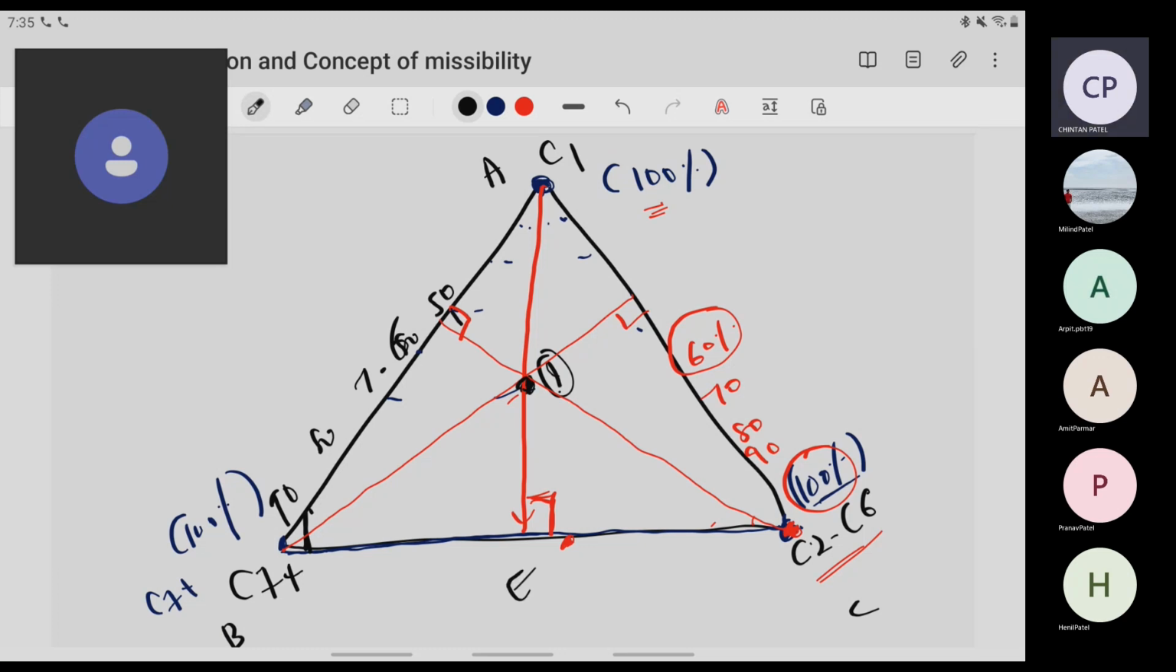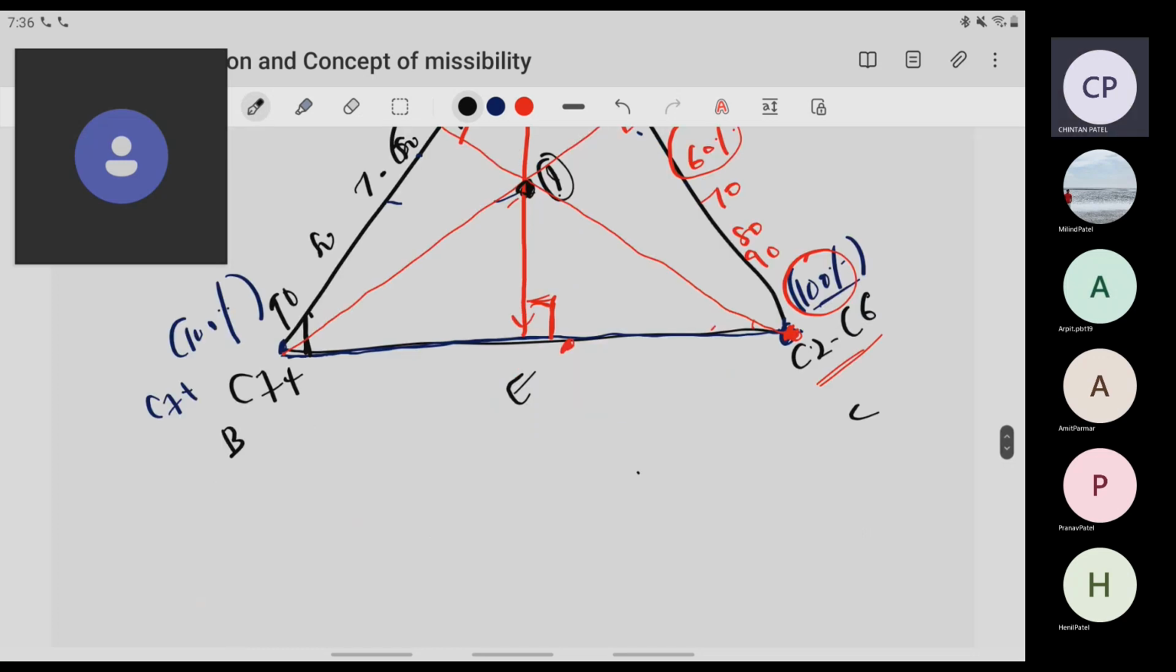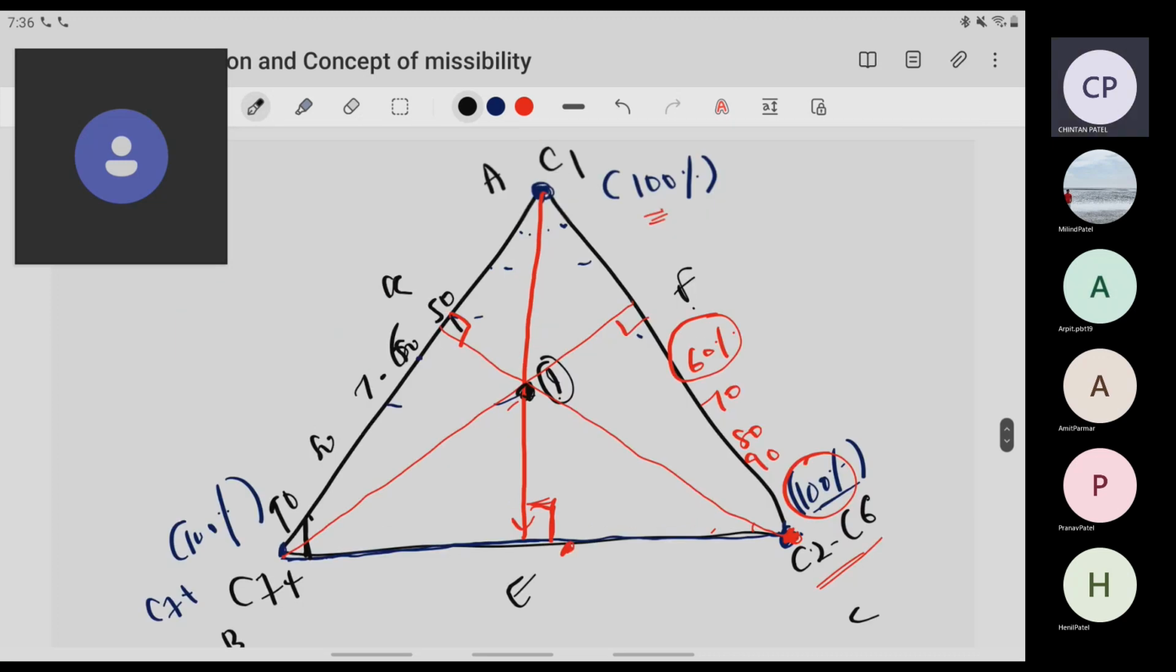Let's suppose E, F, and G. Then what should be the C1 percentage? Is it correct? No idea, sir. Okay, not an idea.